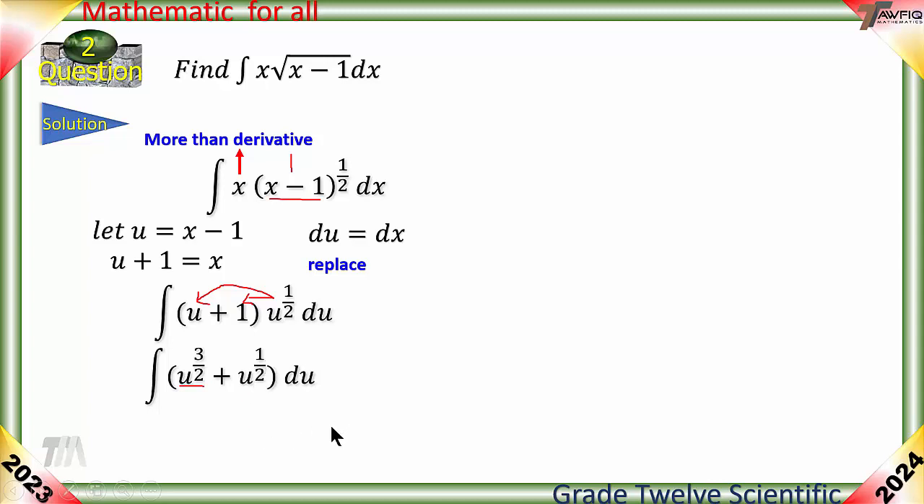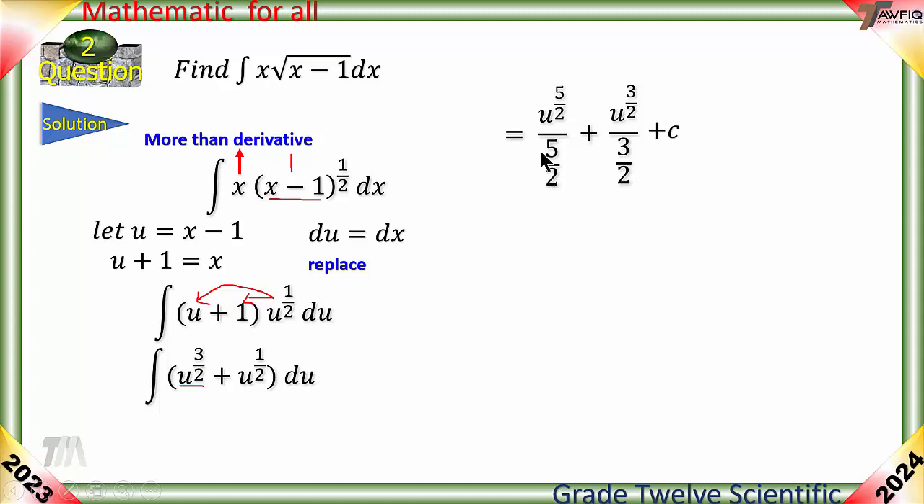Let us take the integration. The integration of u with the power 3 over 2 is u with the power 5 over 2, over 5 over 2, by adding 1 to the power. And the integration of u with the power 1 over 2 is u with the power 3 over 2, over 3 over 2, plus c.